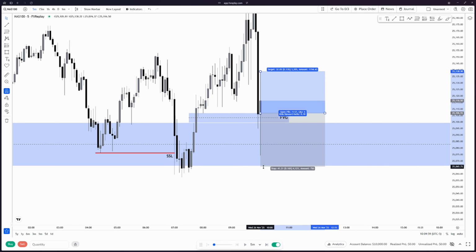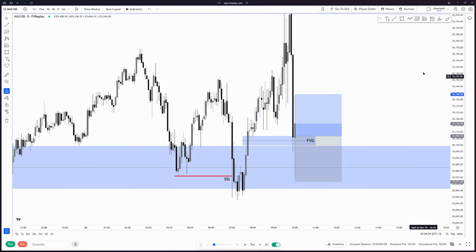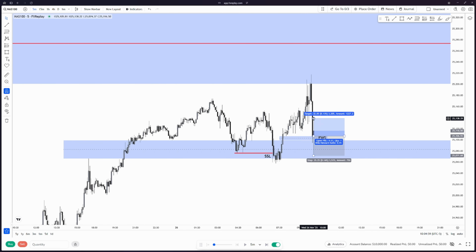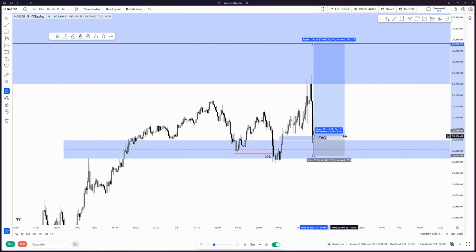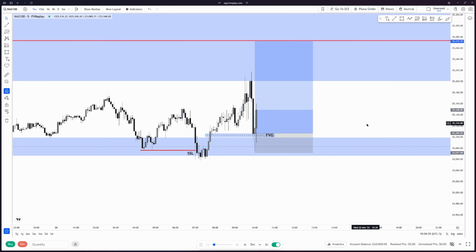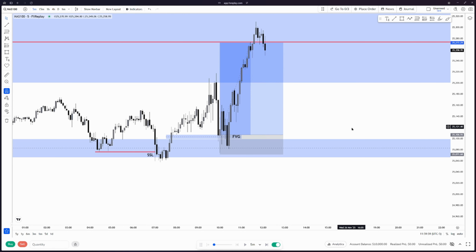Stop goes just below the rejection wick, because that wick shows strong displacement and absorption. Target is the 4-hour buy-side liquidity. And once again, price runs straight into our target with no stress.